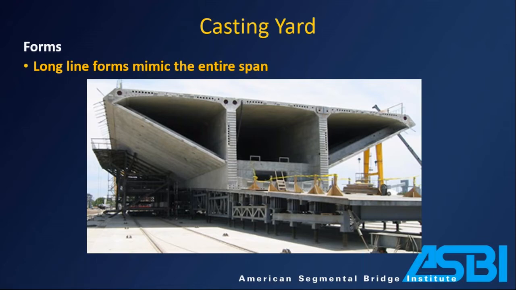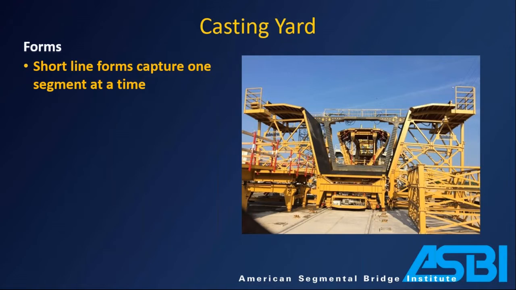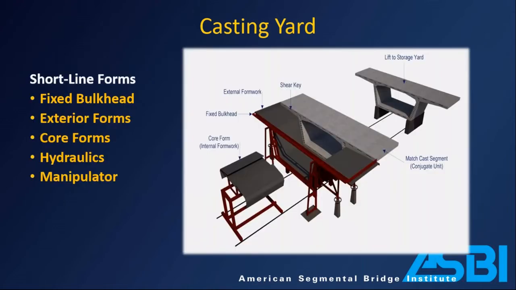and then separate them. Short line, you are casting one segment at a time. The form can only accommodate the length of one segment, so you're constantly rotating out and putting new segments in to match cast against them. So much smaller investment in form. You can fit a lot more forms in one place, but again, it's the most common type of construction that you see. Few parts and pieces of the short line casting setup.